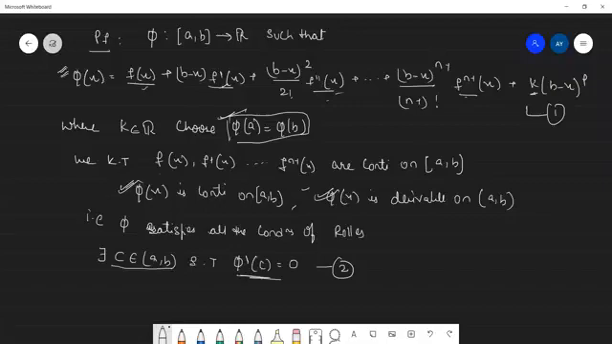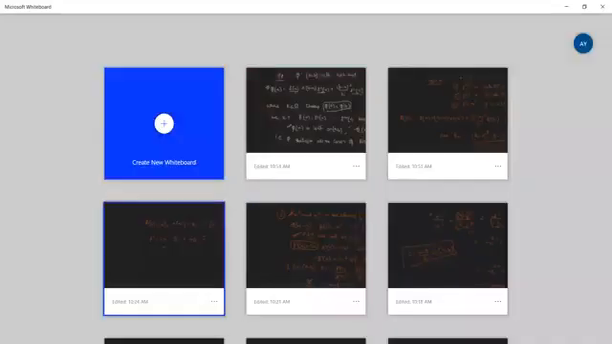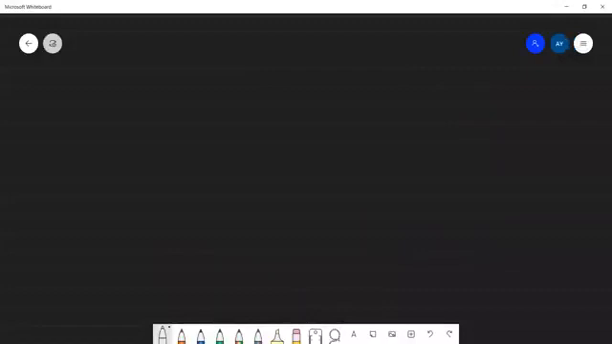Now we have to differentiate this with respect to x. So what is it that we'll get? If we differentiate with respect to x, phi dash of x is equal to f dash of x plus (b minus x) into f double dash of x plus (b minus x) whole square by 2 factorial into f triple dash of x, and so on up to, one second, we'll just differentiate this again.